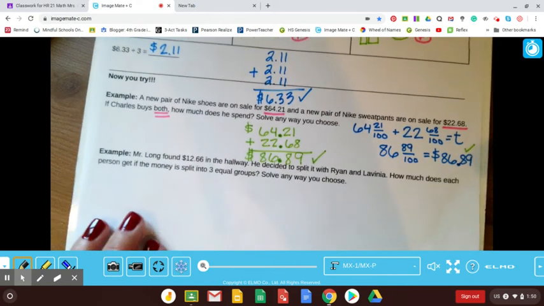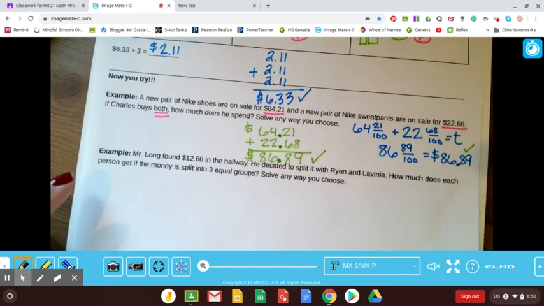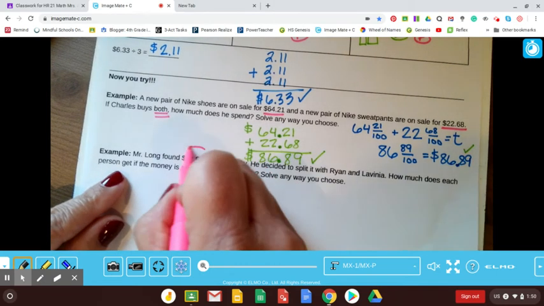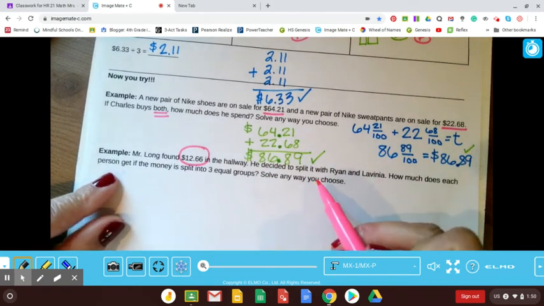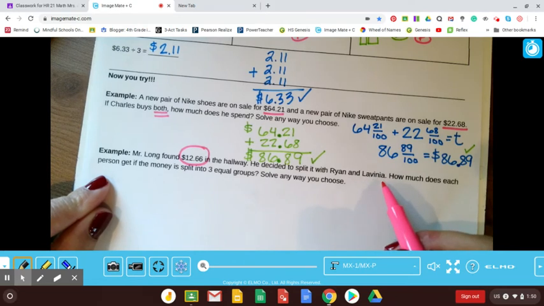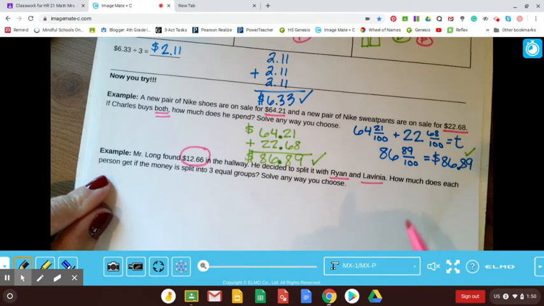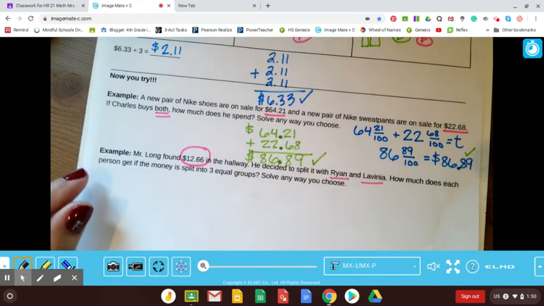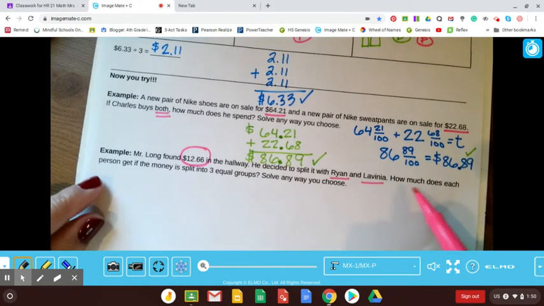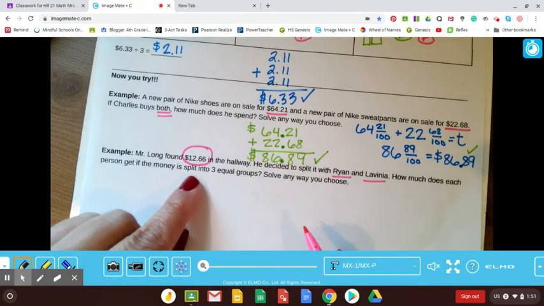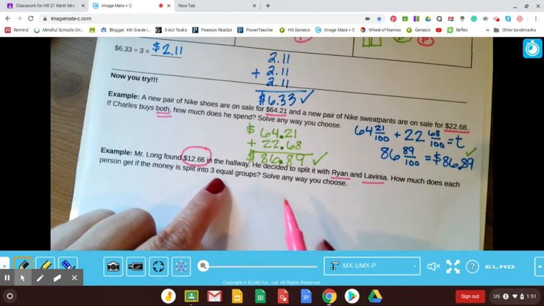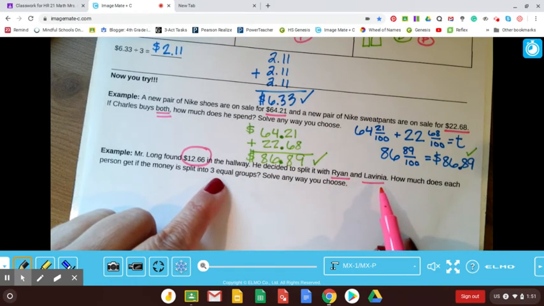For our second example, we have Mr. Long found $12.66 in the hallway. That's very fortunate of him. He decided to split it with Ryan and Lavinia. They're very lucky. And I guess he gets to keep some of it himself also. How much does each person get if the money is split into 3 equal groups? So Mr. Long will get some, Ryan will get some, and Lavinia will get some.